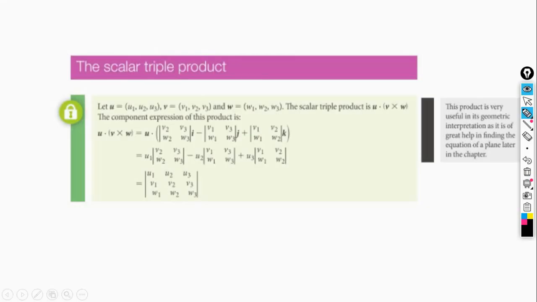So in the next slide, you're going to find a concept called the scalar triple product. And this product is very useful in its geometric interpretation because it's going to be of great help in finding the equation of a plane later on in this chapter. So basically, if you have three vectors, u, v, and w, the scalar triple product is going to be the dot product of u times the cross product of v and w. But basically, you end up with this determinant. This is going to be very clear in the next example.